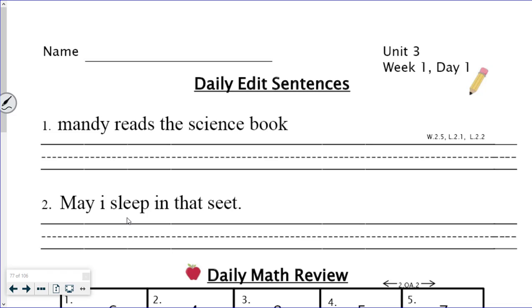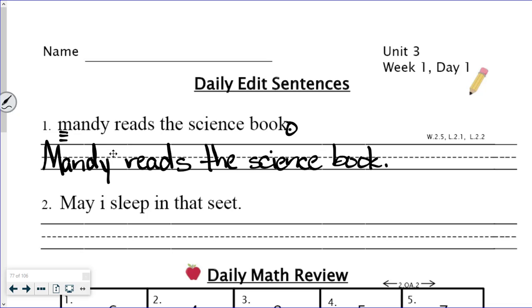Alright, number 1. So here's what you should have come up with. So Mandy reads the science book. Need a period. And we're going to need a capital at the beginning because 1, this is a name, and 2, it's also the beginning of the sentence. So we need a capital for those 2 reasons. So we're going to rewrite it nice and neat. Okay, number 1's looking good. Now we'll go to number 2.